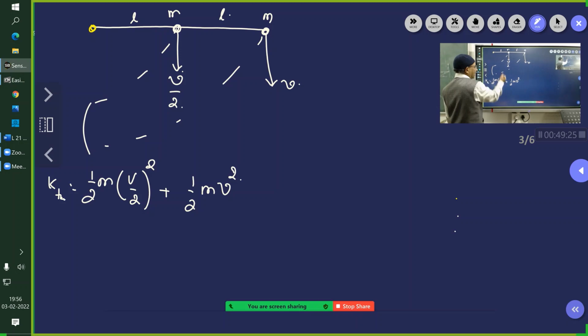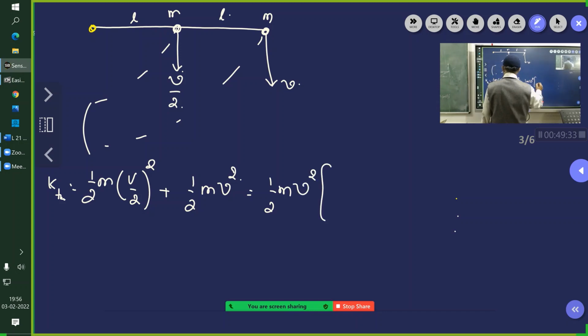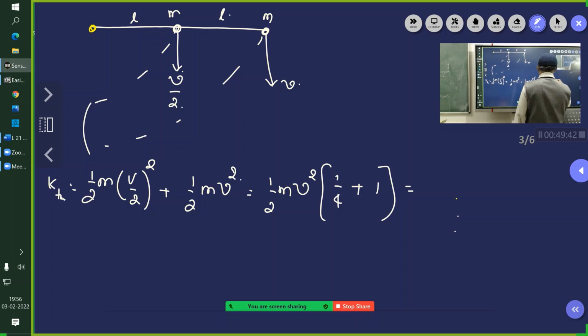See, this is moving. The kinetic energy is this, and the kinetic energy of this is this. So here half m V square comes out. What will be there here? 1 by 4 will be here, plus here 1. So this will be 5 m V square by 8. This will be the total kinetic energy at some point.